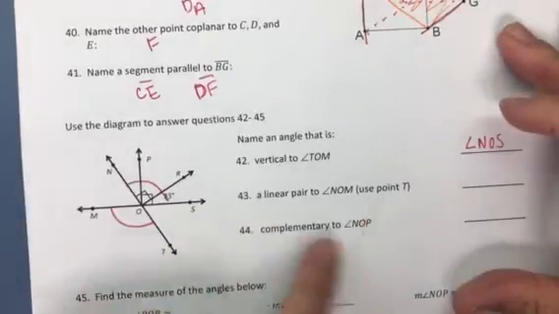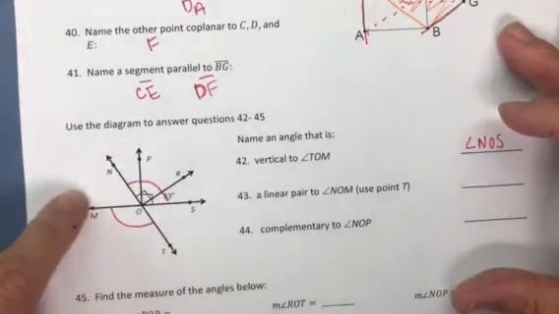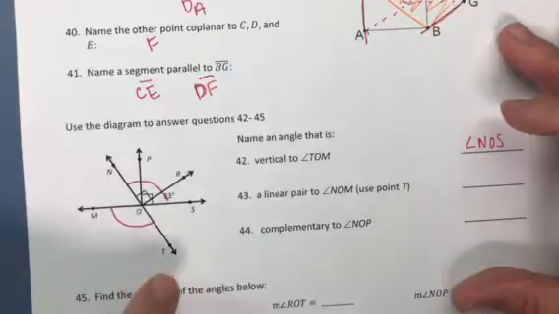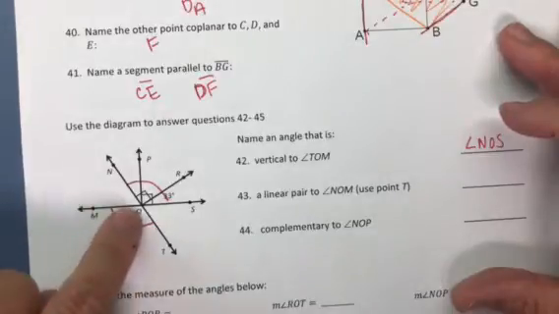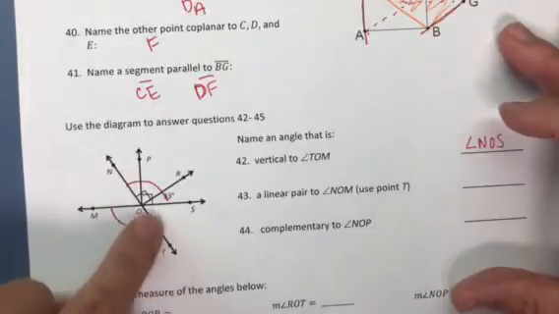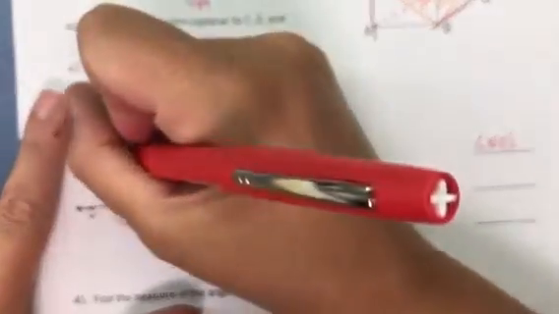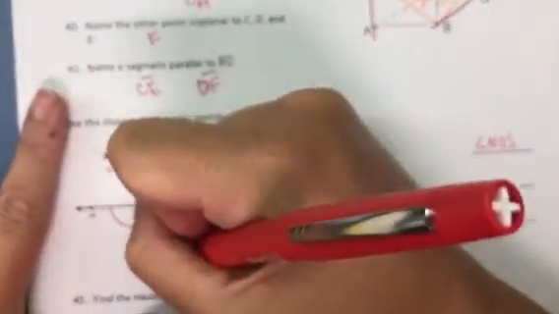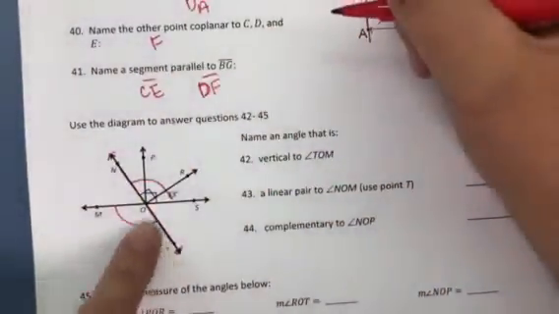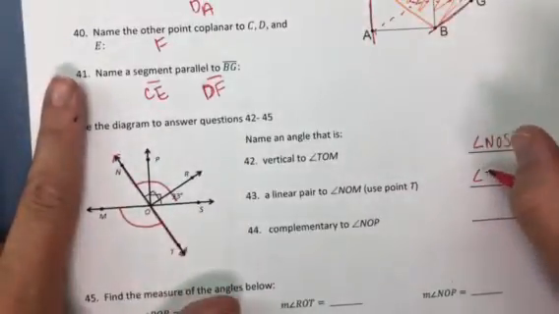A linear pair to NOM that uses point T. Point T is down here, so if I use this angle, its linear pair has to be this angle so that they make this line that's right here. So TOM or MOT.